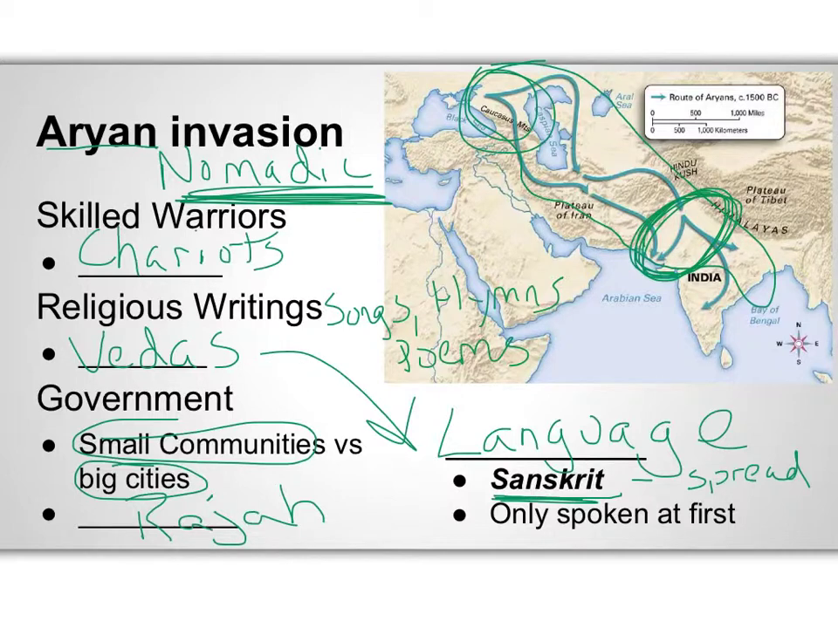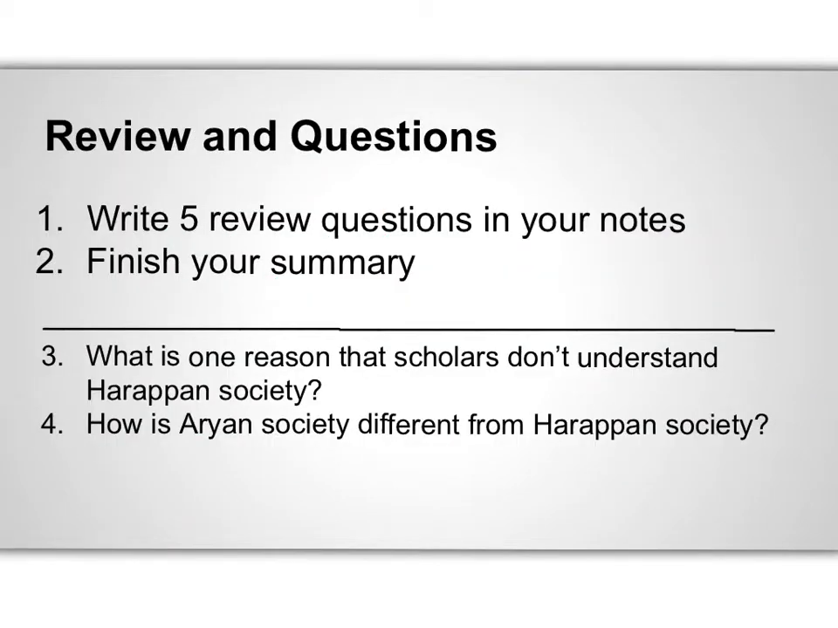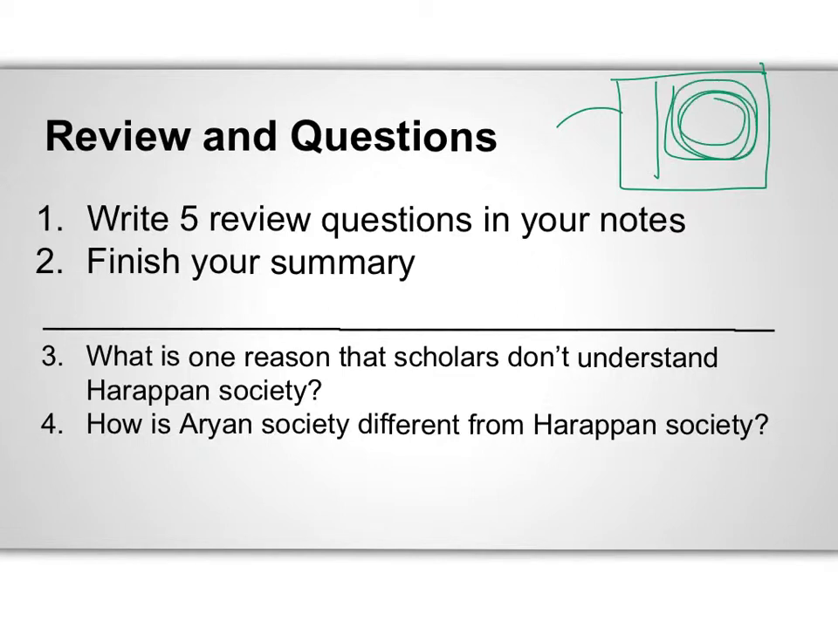Let's move on. Now, to finish your notes, I feel like you need to write down about 5 review questions. If you have Cornell notes, this would be in the left side column. All of the notes that you just took should be over here. Write your questions in that left-hand column. Any vocab words, things like Vedas and Raja, you can put over there too. After you've done that, finish your summary.